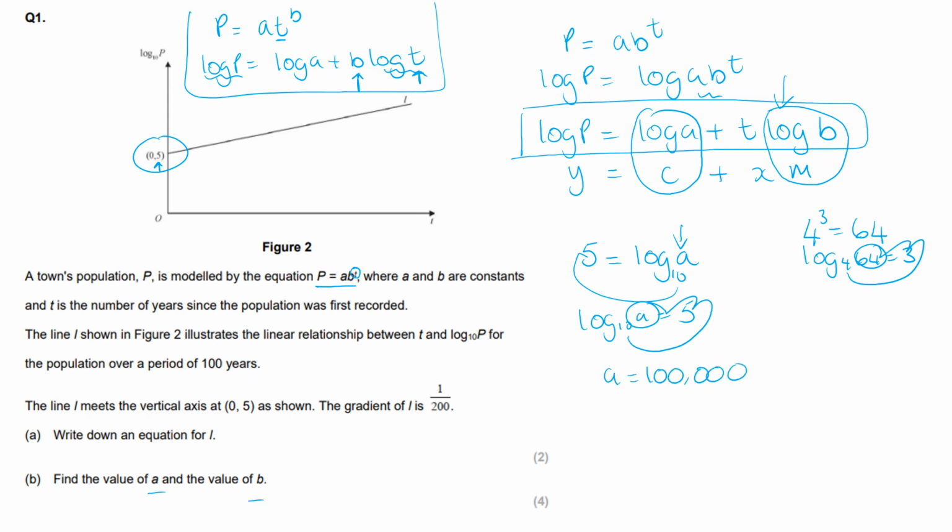10 to the 5. And now finding b, well, we can see, because we're told that the gradient is 1 over 200, that log b is equal to 1 over 200. So doing that same pattern, 10 to the power 1 over 200 is equal to b. And if you do that on your calculator, b comes out to be 1.012.